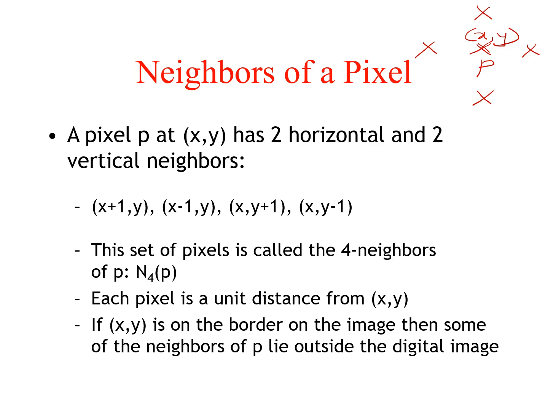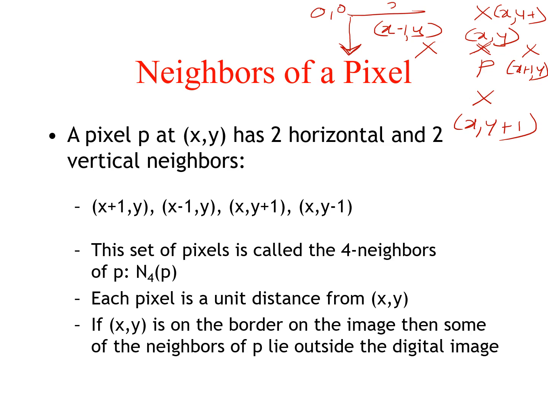Yeah, this is true. So if this is x and y, then this will be x minus 1, y, and this will be x plus 1, y. Similarly, this will be x comma y minus 1 and this is x comma y plus 1. Because if you remember, in the first or second lecture I told you this is 0 comma 0, this is your x and this is your y. That we have seen.